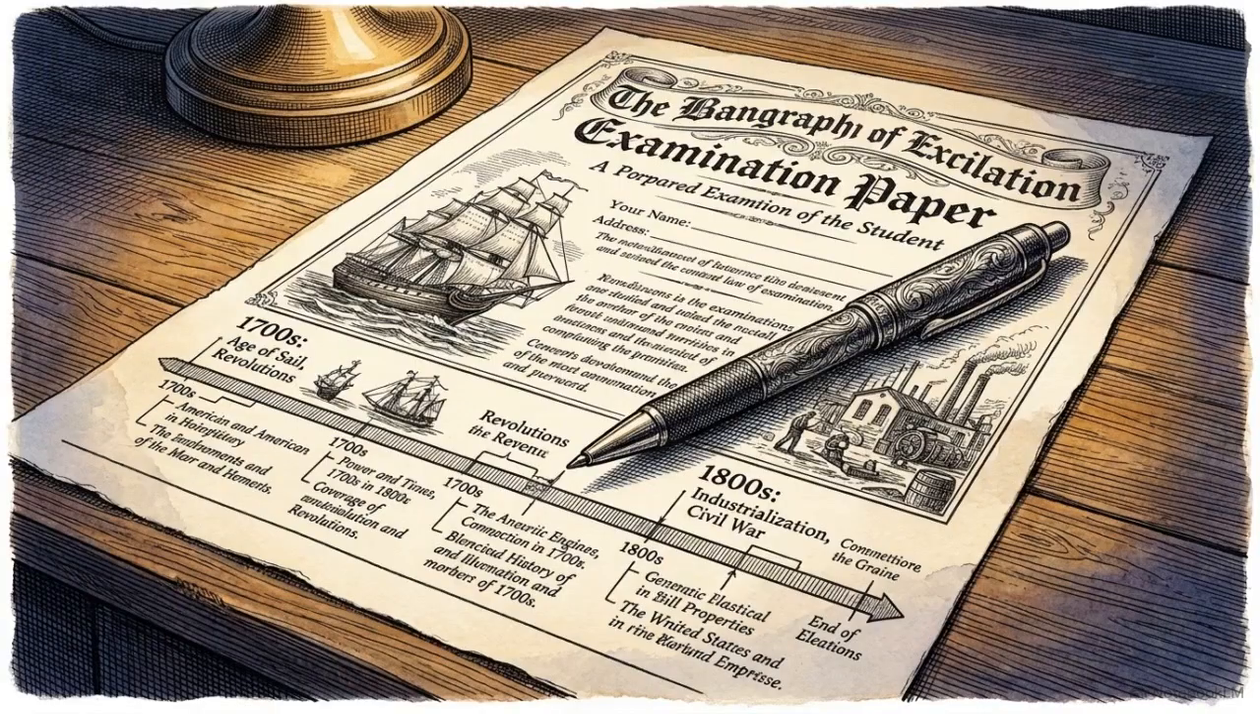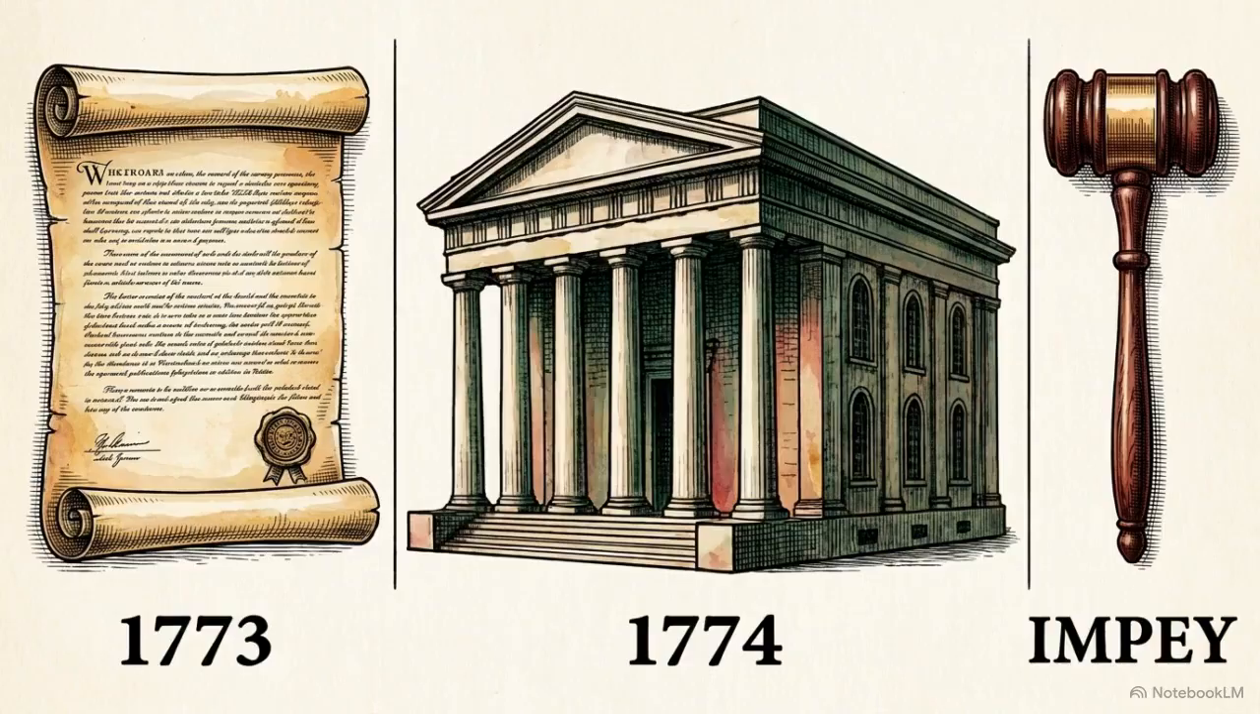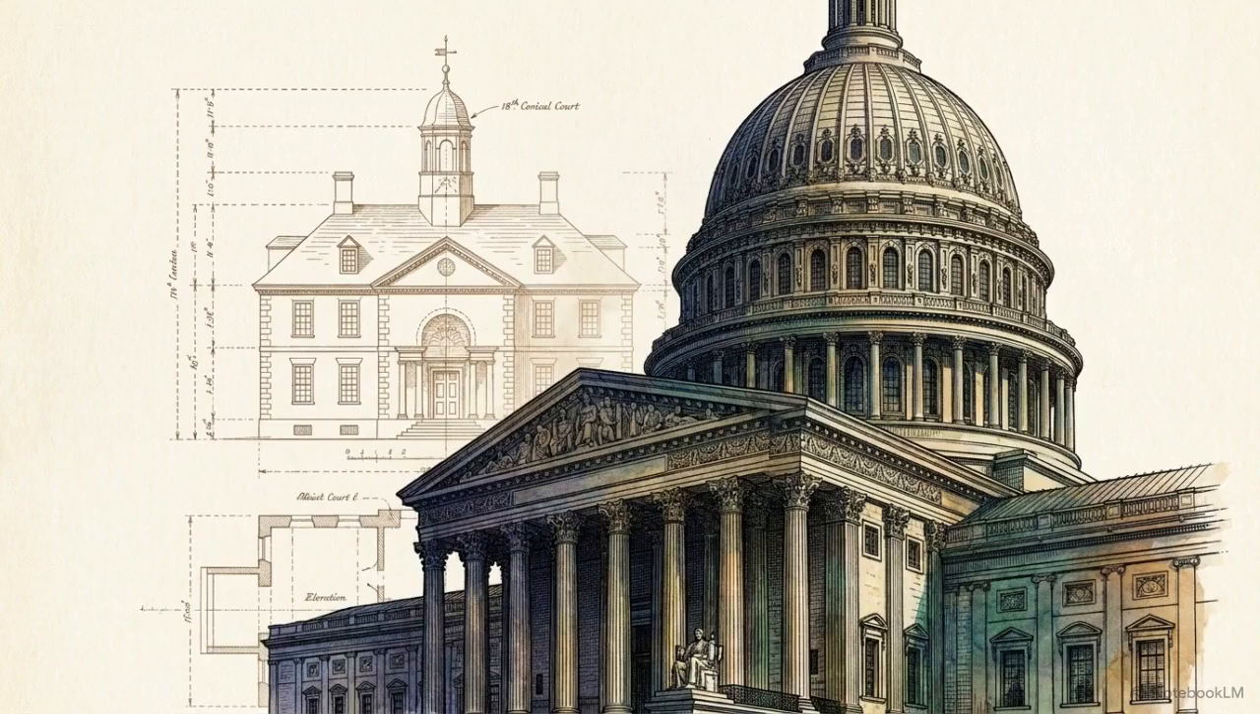For a civil services aspirant, understanding this historical arc is a practical necessity for the exam. Aspirants must maintain these distinctions. 1773 is the legal provision, 1774 the physical establishment, and Impey the architect. This granular historical rigor provides the framework for understanding the modern republic's complex legal systems.